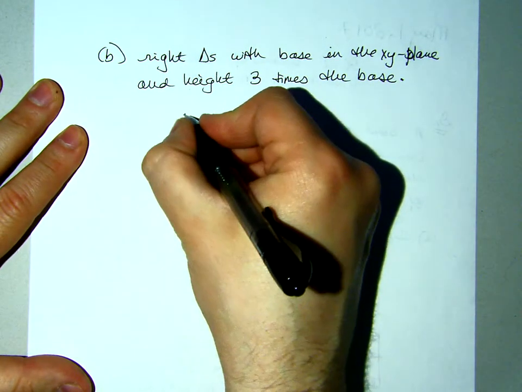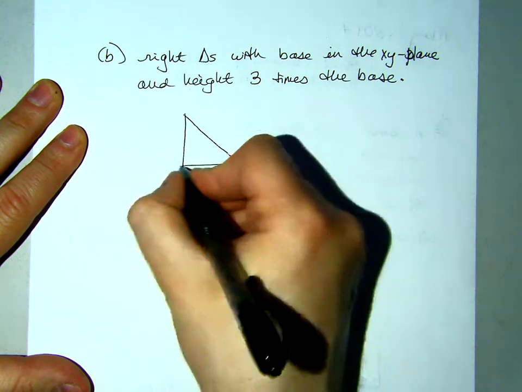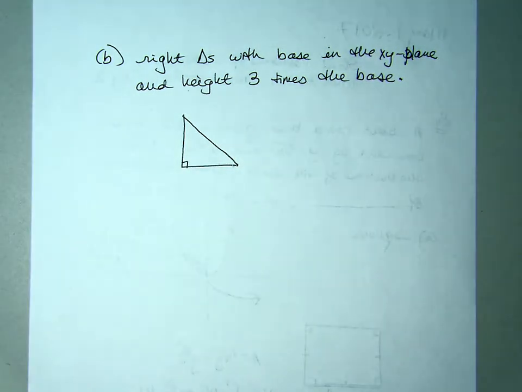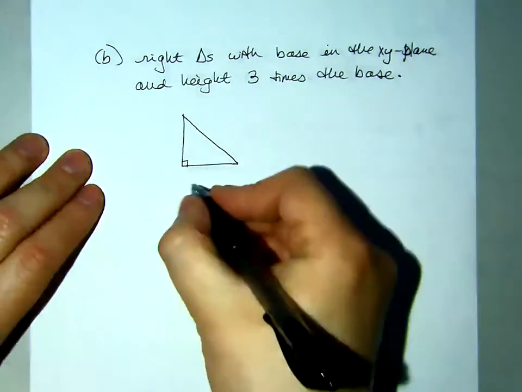So here's my right triangle, rather than saying the hypotenuse is in the xy plane or something like that. And a height that is 3 times the base. Kendall, what is the base of that triangle? The same thing, the square root of y minus y.